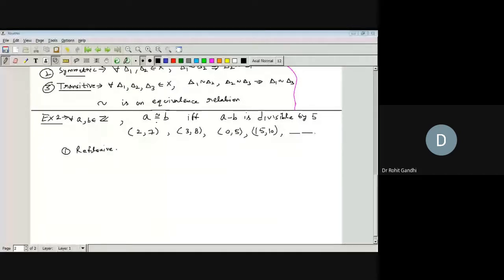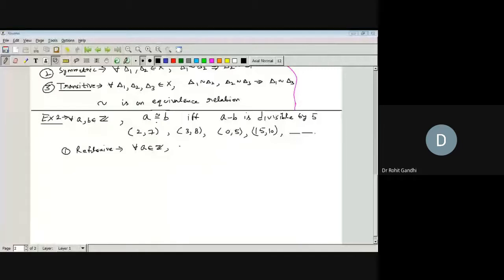This relation is reflexive or not? Yes, Anchal, बताओ बेटा. Yes sir, reflexive है. Sir, why बेटा? A minus A से 0 हो जाएगा, तो 0 जो वो 5 से divisible है. Okay, good. So if we take any A belongs to integer, right?